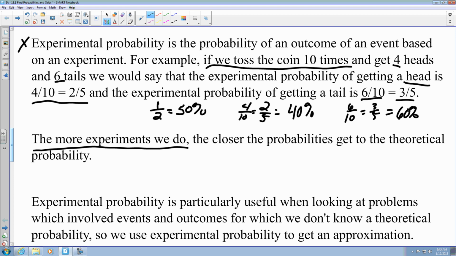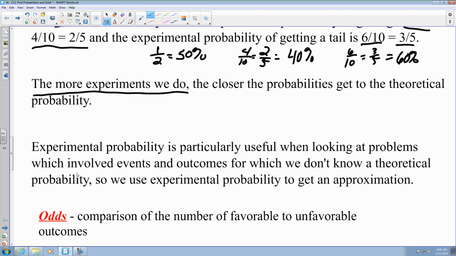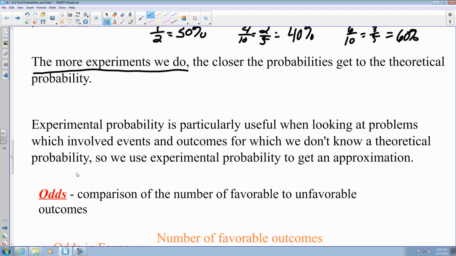So for our example with our numbered cubes, we rolled it 20 times. If we were to say roll it 100 times or 500 times, we would get a much closer data. It would be much more accurate, and in many cases we'd be closer to our theoretical probability than we would by just rolling 20. They say experimental probability is particularly useful when looking at problems which involve events and outcomes for which we don't know the theoretical probability. So we use experimental probability to get an approximation.